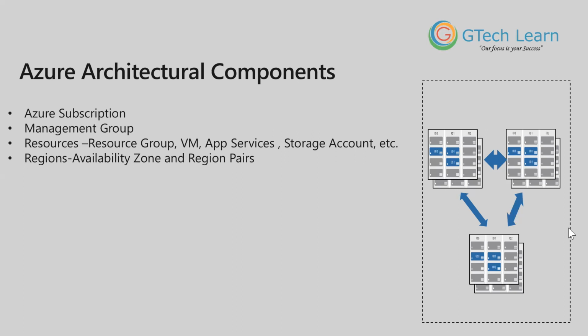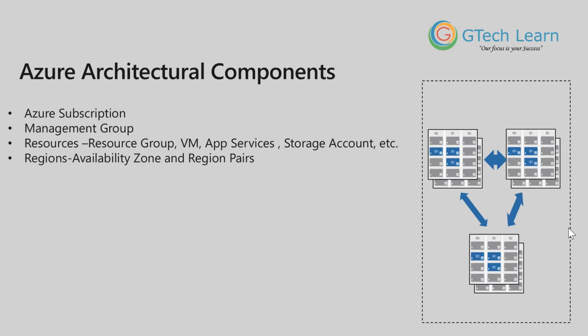After that, a virtual machine means a machine deployed on the cloud, so you don't have any physical server. You just deploy a virtual machine and have access from your physical machine. After that, there are app services. Under app services, you can deploy a mobile app, and you can create a web app. And after that, there is a storage account: if you want to store something on the cloud, you can use the services of a storage account.